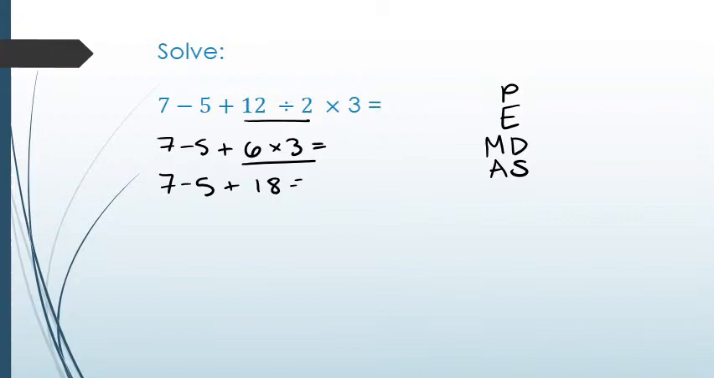Now again, add or subtract comes next. And so since this subtraction is first, I'm going to start there. 7 minus 5 is 2 plus 18 would give me 20. So my final answer should be 20.